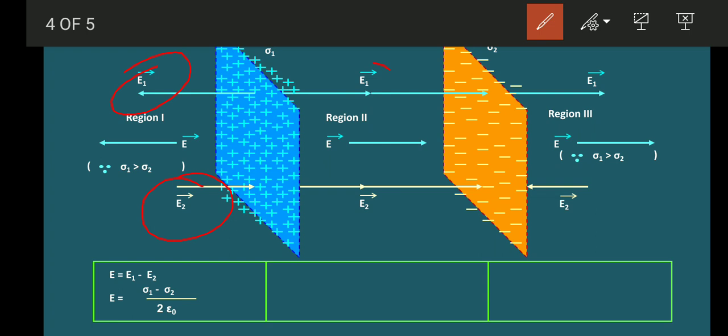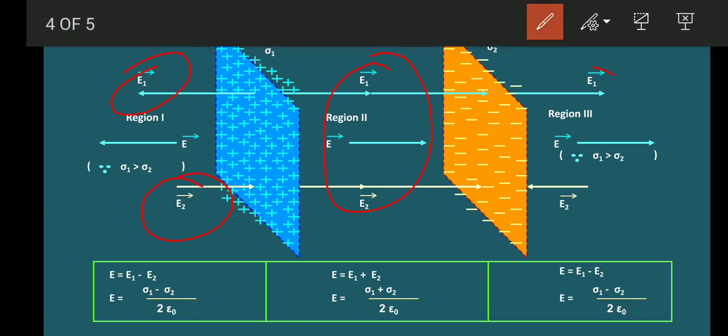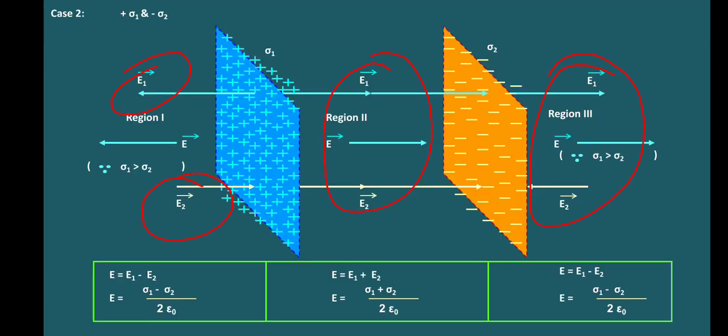But inside the region, both the fields are in the same direction, so they will be added together. That means the total electric field intensity is E equals E1 plus E2, that is sigma 1 plus sigma 2 divided by 2 epsilon naught. In the third case, the directions of the electric fields are radially opposite, so they will be subtracted: E1 minus E2, that is sigma 1 minus sigma 2 divided by 2 epsilon naught. This is the third region.